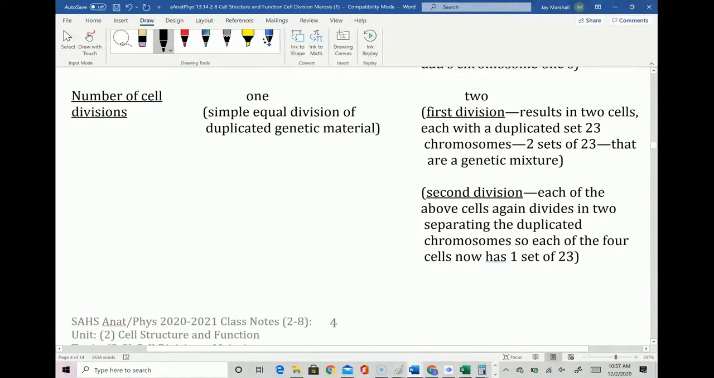Number of cell divisions. In mitosis, I only undergo 1 cell division. We simply have an equal division of the duplicated genetic material. I duplicate the genetic material, and I separate it equally into 2 daughter cells. In meiosis, however, I have 2 cell divisions. I have to do this in order to get 1 set of chromosomes in each cell.